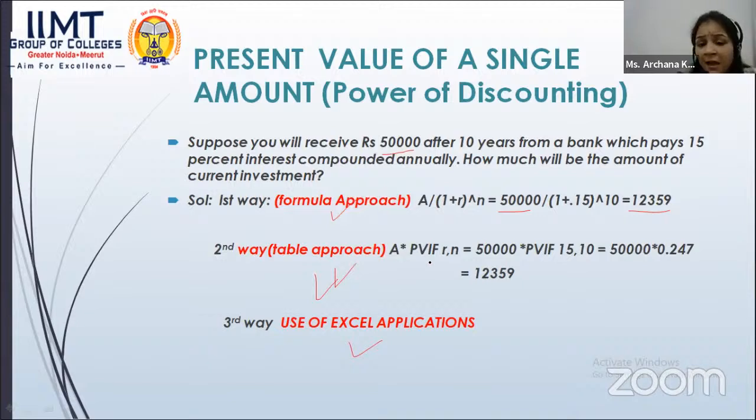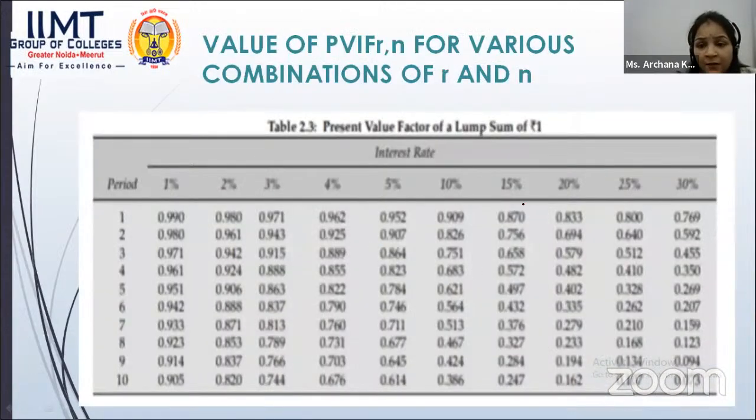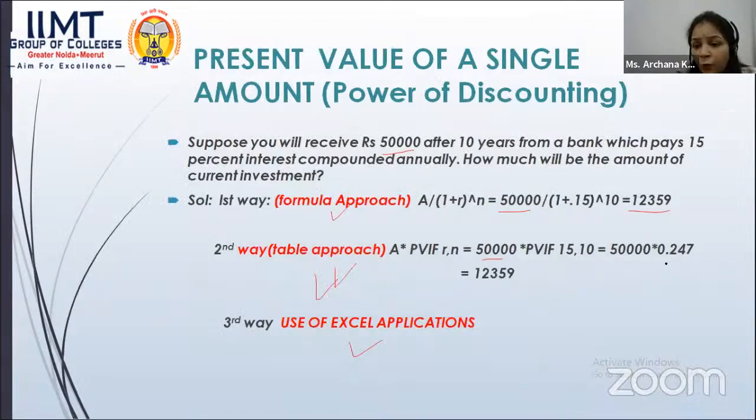On the other hand, if we apply the table approach, we will use the PVIF table, A into PVIF table. I repeat, it's available on Google. It's very easy. You can download it and use it for your calculations. So you can put rupees 50,000 multiplied by PVIF 15, 10. I can show you also. The PVIF table is this. Interest rate is 15% and number of years is 10. This is the value 0.247. After multiplying this with 50,000, you get 12,359. As simple as it is.